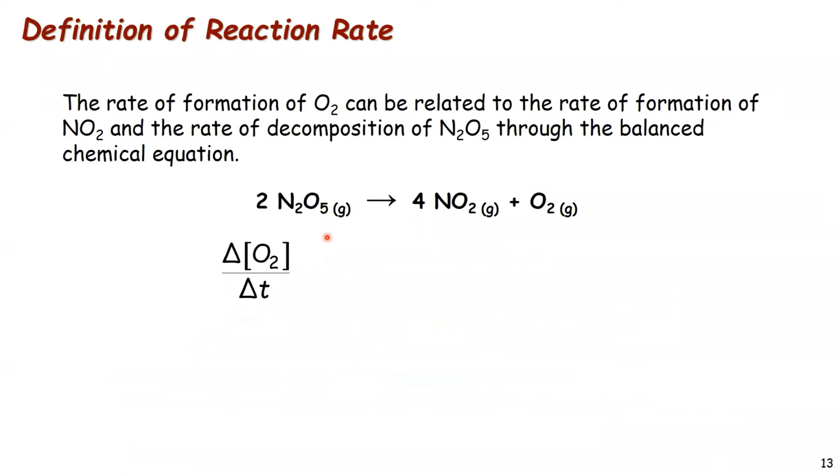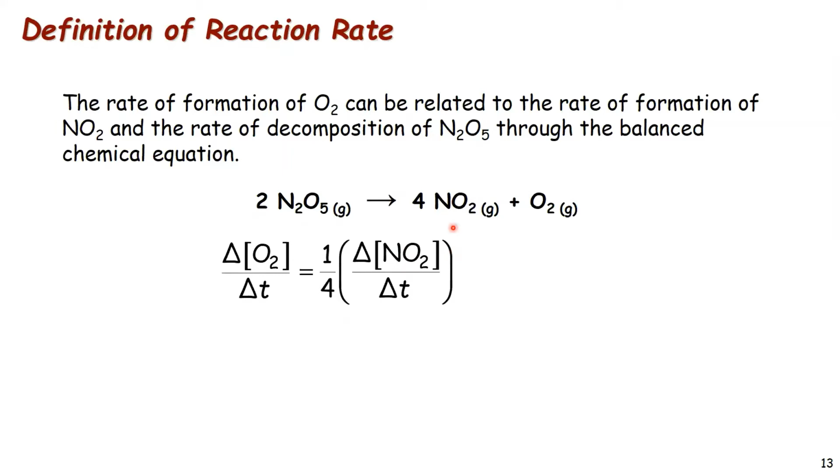Okay, so again, we've seen that the rate of O2, again, this is going to be positive because it's going to be increased. That's why there's no negative, with respect to time. So that was the rate of appearance of our product. Now, when I compare that to the nitrogen dioxide, well, the nitrogen dioxide is forming four times as fast as the O2, right? So for these two rates to be equal, I'm going to have to divide this by 4. In other words, 1 over the coefficient.